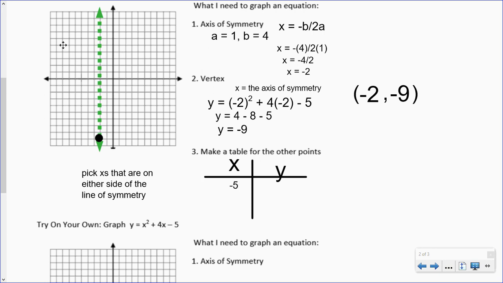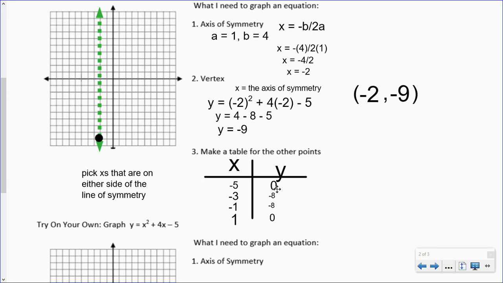So -5 is on this side, and -3 is on this side. -1, though, is on this side, and so it's +1. So those are the x's I'm just going to plug in, just like I did with the vertex, to find the y's. So when I plug them in, I get -5, 0. I get -3, -8. I get -1, -8, and 1, 0.